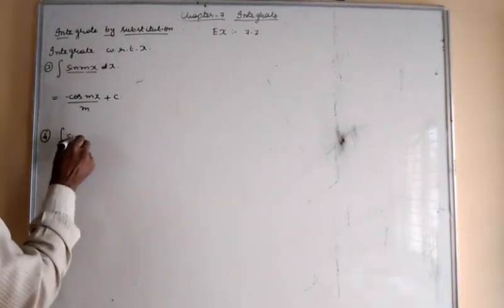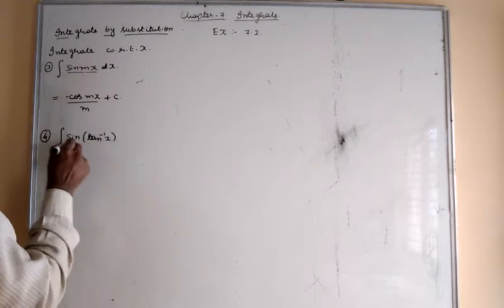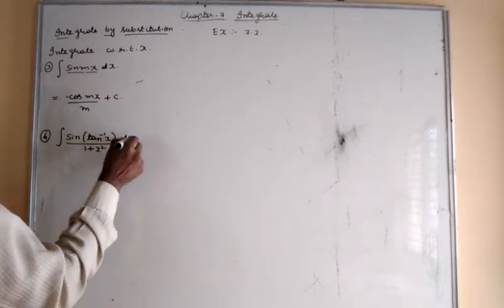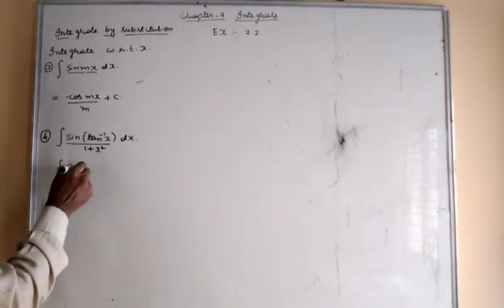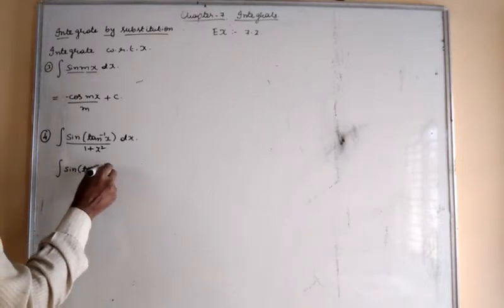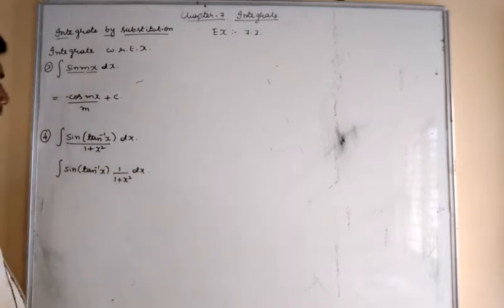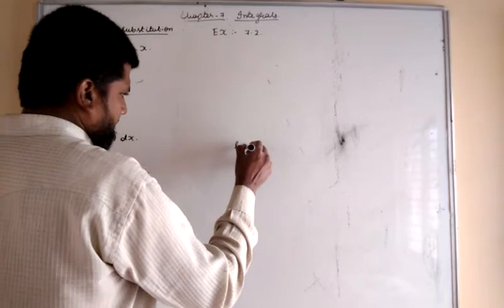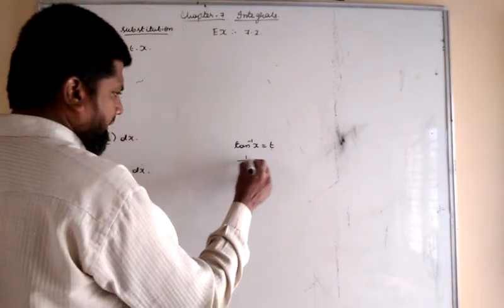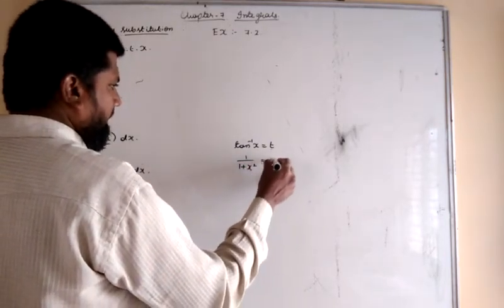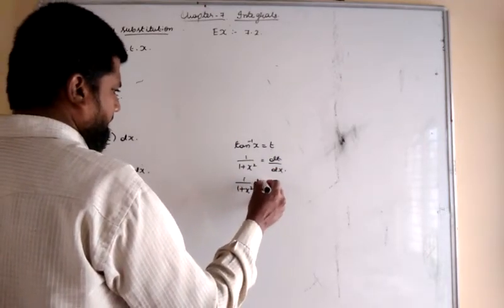Integration of sine of tan inverse x by 1 plus x square dx. So here, let us first separate it: sine of tan inverse x into 1 by 1 plus x square dx. Let us substitute tan inverse x as t. The differentiation of tan inverse x is 1 by 1 plus x square, so dt by dx. Then 1 by 1 plus x square dx is equal to dt.